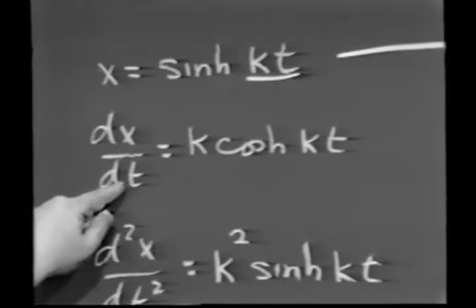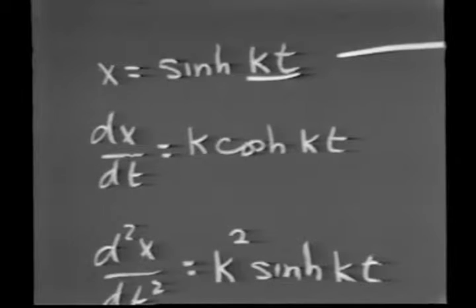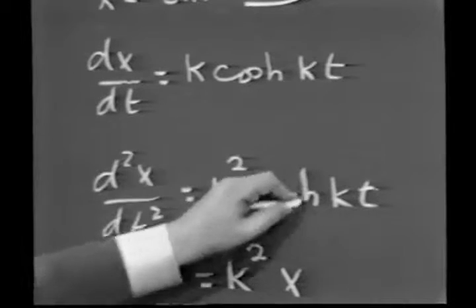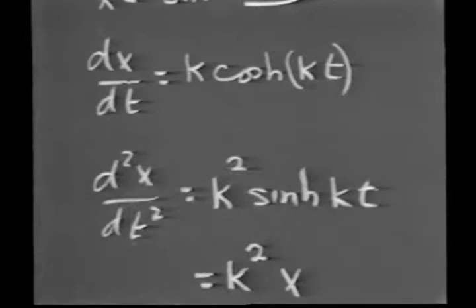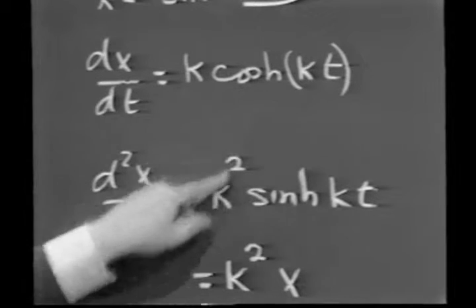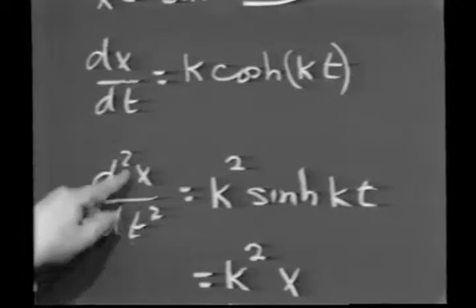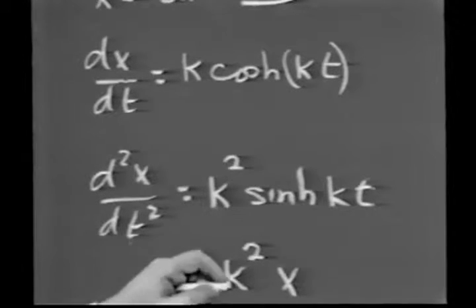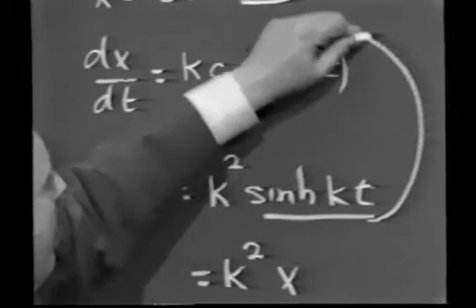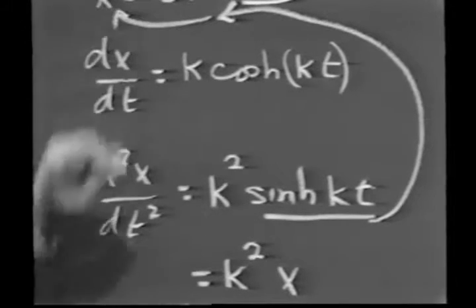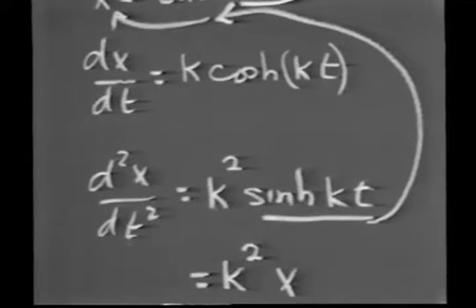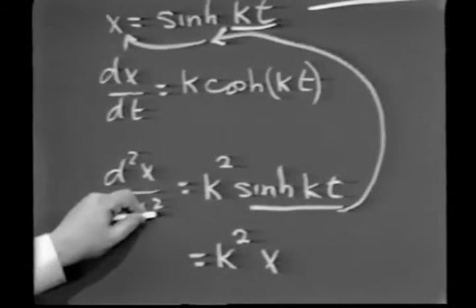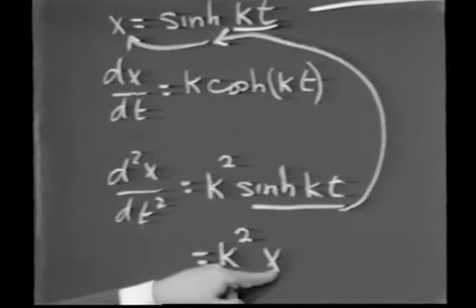Okay? Now, knowing that dx/dt is k cosh kt, d²x/dt² would be what? The derivative of cosh kt is sinh kt times the derivative of kt with respect to t. That gives me another factor of k. And therefore, the second derivative of x with respect to t is k² sinh kt. Now, remember what sinh kt is. We started with the knowledge that sinh kt is x. Therefore, replacing sinh kt by what it's equal to, we wind up with what? The second derivative of x with respect to t is equal to k² x.